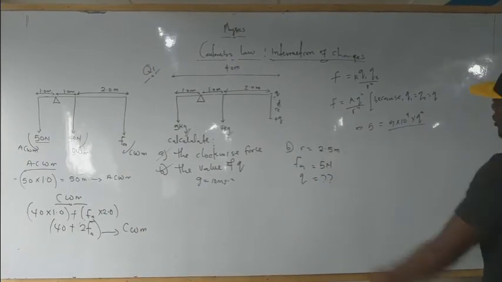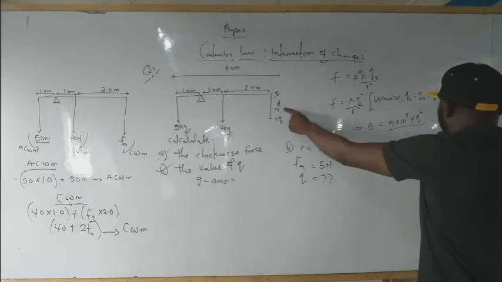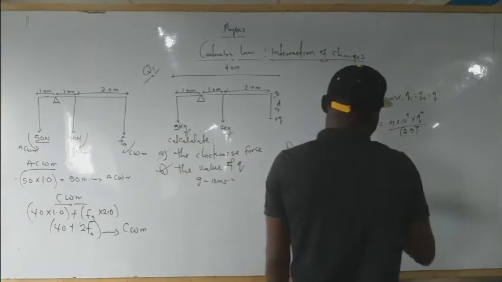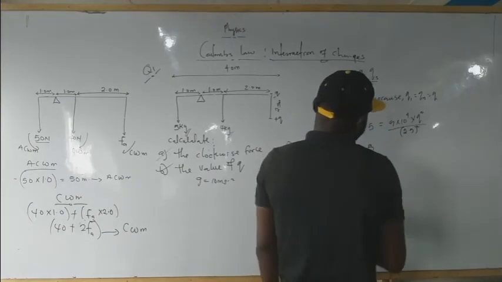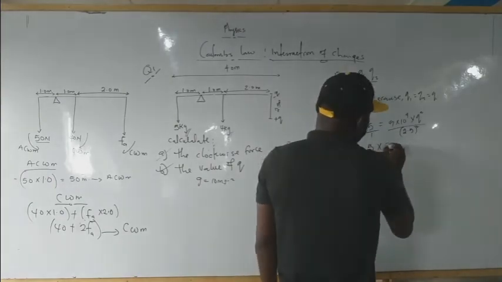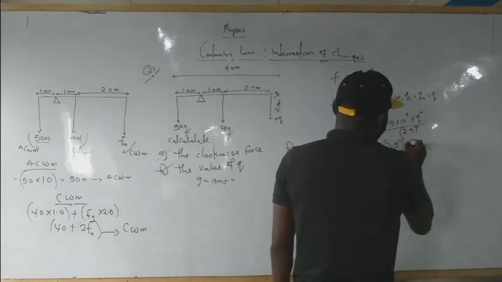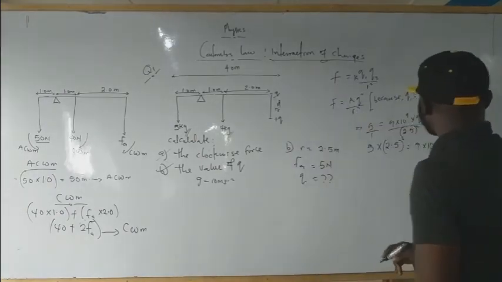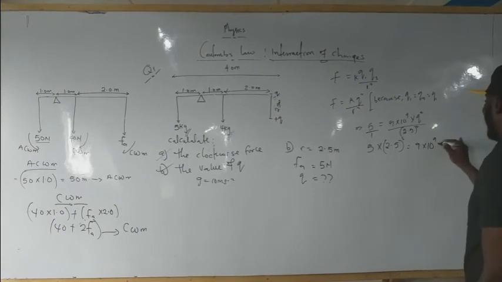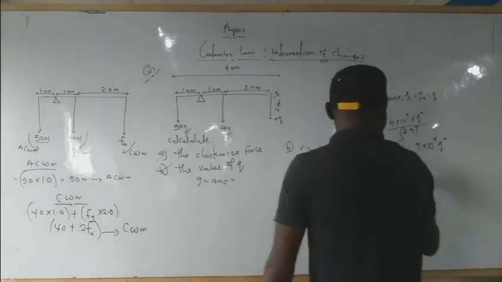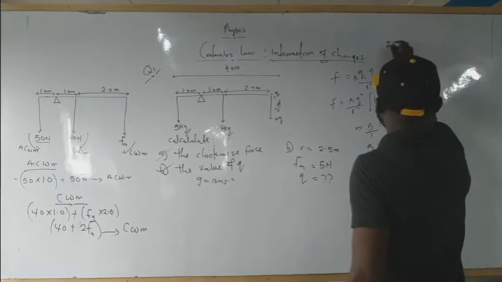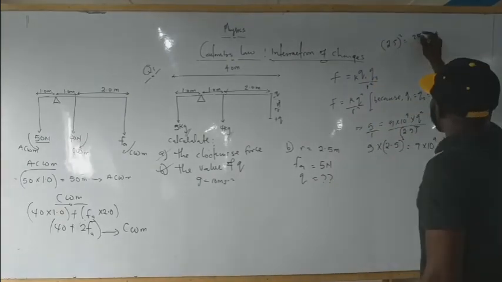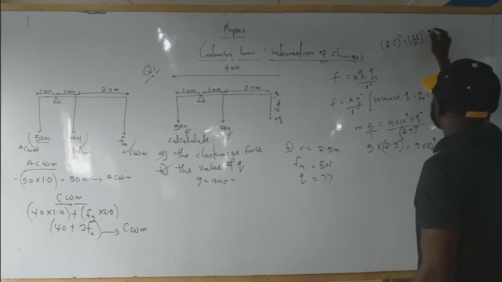Q is unknown. R is 2.5, squared. So that will give us 5 times 2.5 all raised to the power of 2 equals 9 times 10 raised to the power 9 times Q squared. From here, we have 2.5 all squared. 2.5 is the same thing as 25 over 10, all raised to the power of 2.